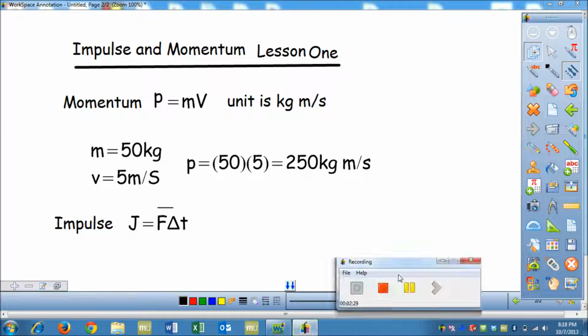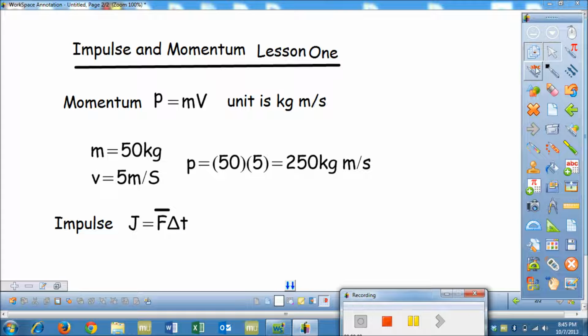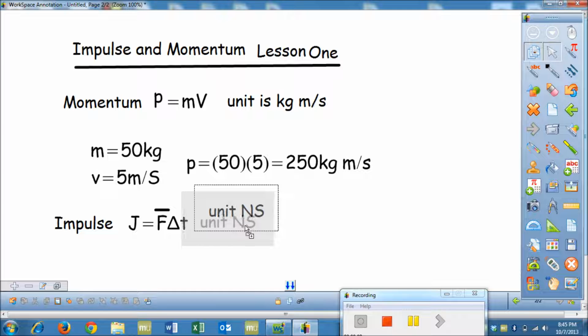I'm back now. So yes, impulse is force times change in time. So the unit is going to be basically Newton seconds. See how that comes out. Yep, that's good.